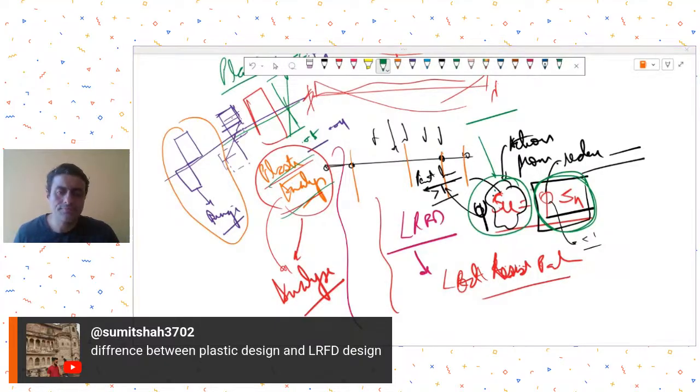Generally in our codes, for all the analysis techniques we use, we limit ourselves to elastic analysis only. We don't do plastic analysis anywhere. And then we may follow the LRFD technique or ASD or whatever. All right.